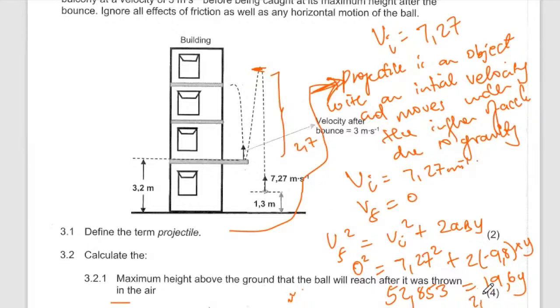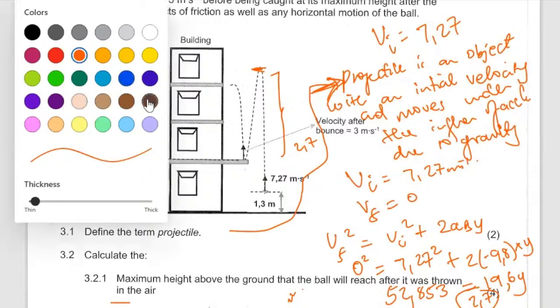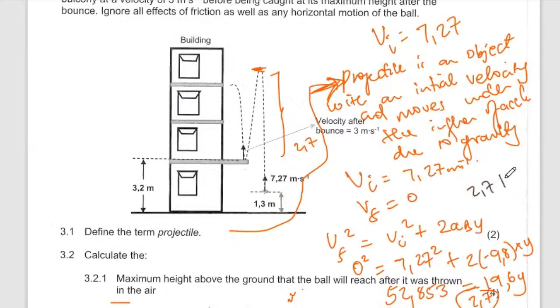But the question was asking us from the ground. Remember, this ball was thrown 1.3 meters above the ground. So it will be the 2.7 plus the 1.3, which is approximately 4 meters. If I don't round off, it's going to be 2.697, and then I'll add my 1.3, which is 3.997, which is approximately 4 meters.